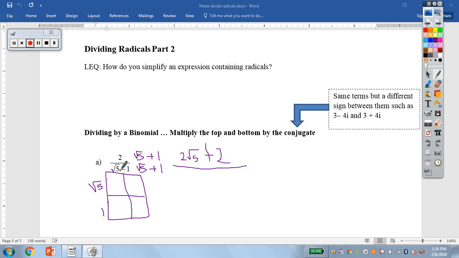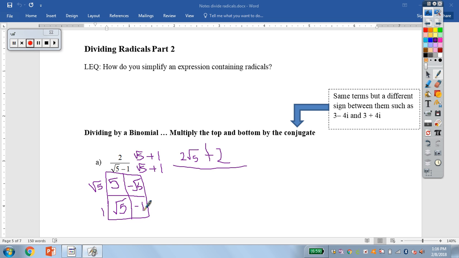Alright, so as you can see my box set up here, we have root 5 and negative 1, and then root 5 and positive 1 that we are multiplying together. Root 5 times root 5 is the square root of 25, which simplifies down to just 5. Root 5 times negative 1 is going to be negative root 5. Then we have to do root 5 times positive 1, which is going to be positive root 5. And then we have negative 1 times positive 1, which gives us negative 1.